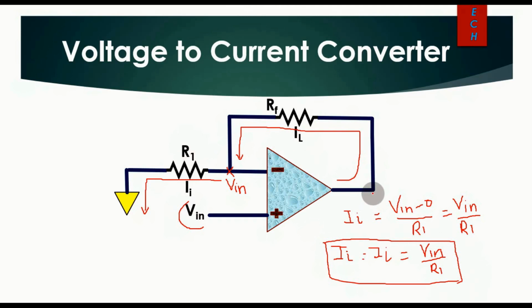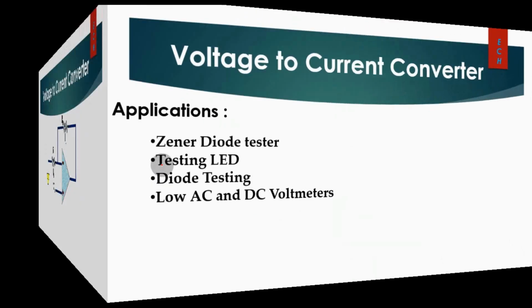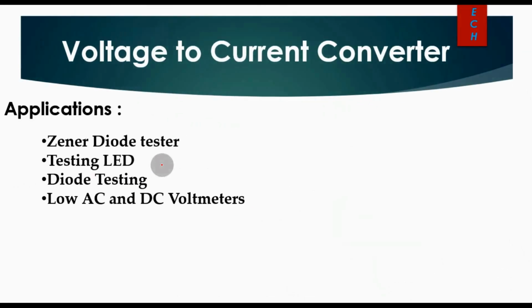So I hope you understand the concept of the voltage to current converter. Now let us see the applications of the voltage to current converter. The voltage to current converter is used for the Zener diode tester. It is also used for testing LEDs. It is also used for diode testing, and it is used in low voltage AC and DC voltmeters.